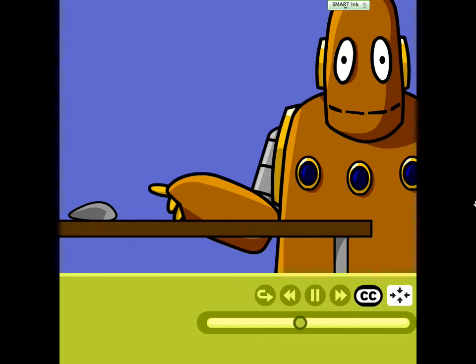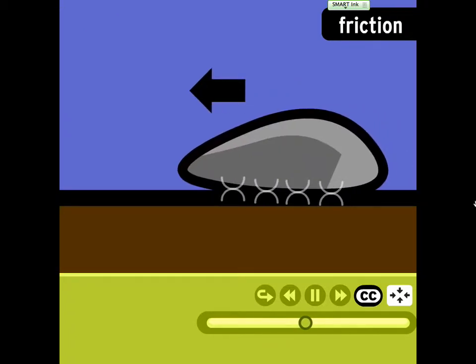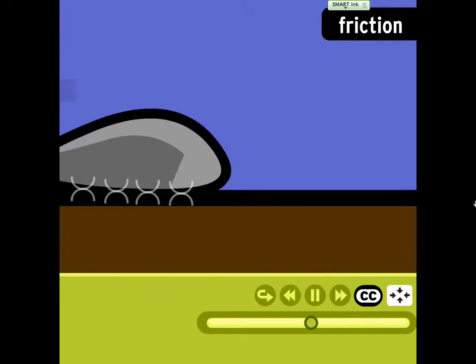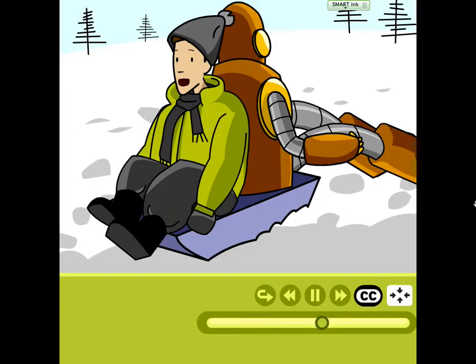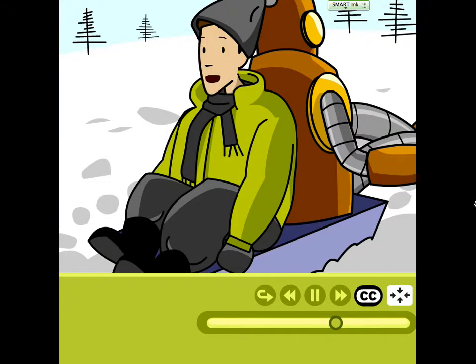Why didn't we keep going? Well, in this case, the force acting on the rock was friction. Friction is the resistance caused by any two objects in contact, and always acts in the opposite direction of the motion. Newton's second law says, an object that has an unbalanced force acting on it will accelerate in the direction of that force. When you're just sitting there, two forces are acting on you all the time. Right now, gravity is pulling our mass toward the center of the Earth, and the upward normal force of the ground is pushing up against gravity.